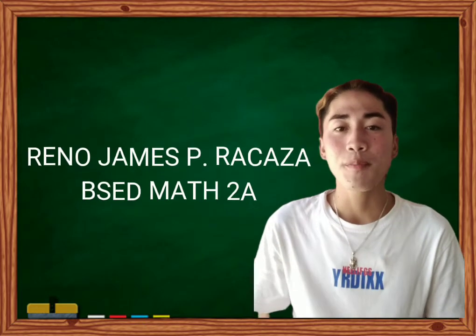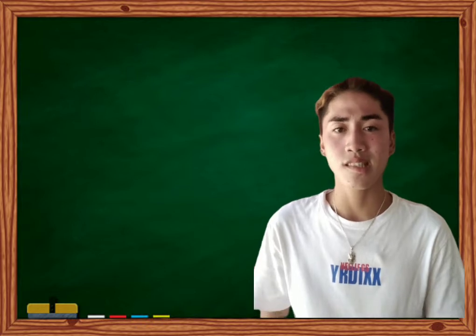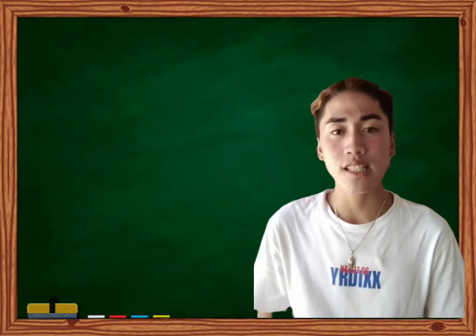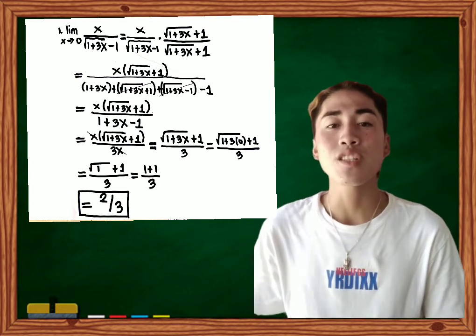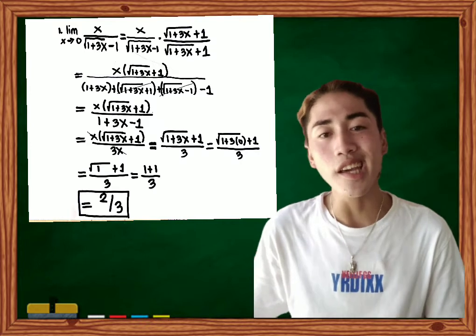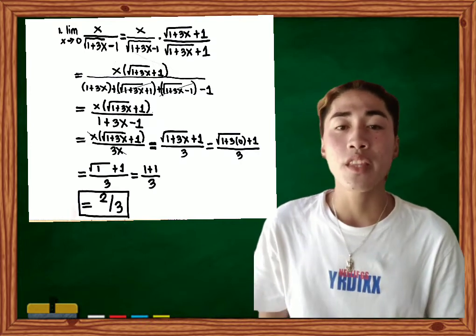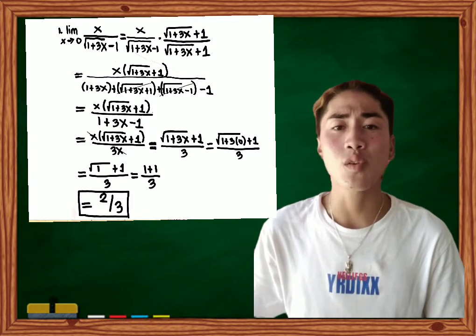Good day everyone, and today we are tasked to discuss two given examples about limits. First, let's start with the limit of x all over the square root of 1 plus 3x minus 1, wherein x is equal to 0. If you encounter a radical sign, you should find its conjugate.